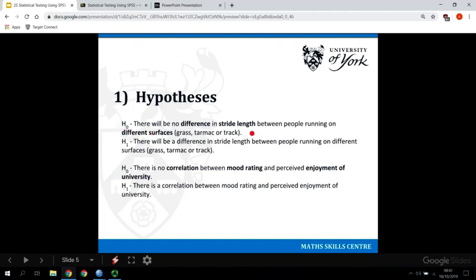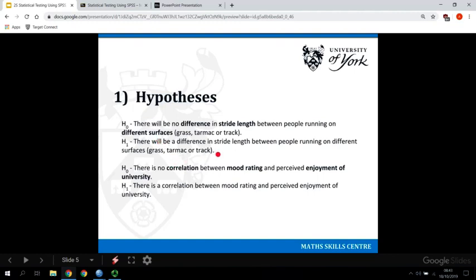So here we've got an experiment where we're asking different sets of people to run on grass, tarmac or track, and then we're measuring their stride length. So our null hypothesis here is that there'll be no difference in stride length between people running on different surfaces. And the parts that I've put in bold here are the word difference, because that clarifies that we're looking for a difference as opposed to a correlation. And then I've put in stride length. That's something we're measuring. And different surfaces, that's different study experimental situations, different groupings.